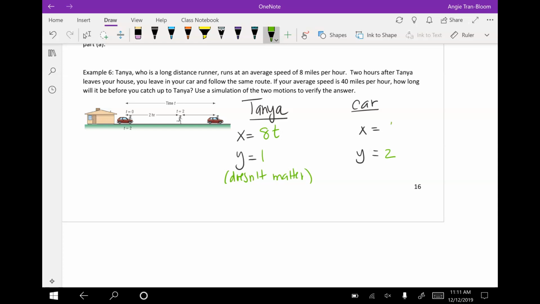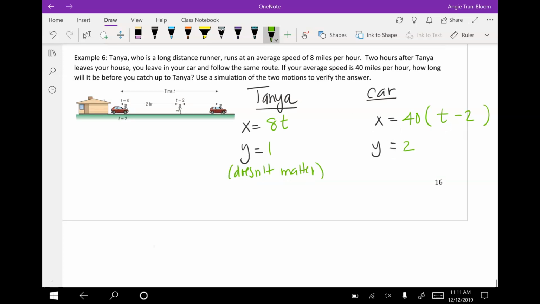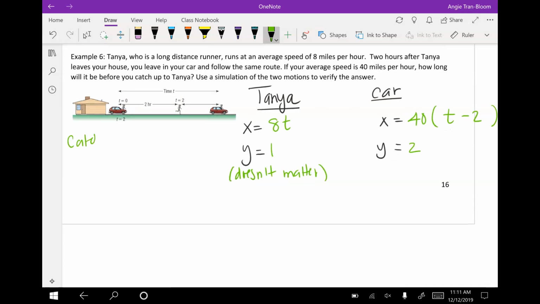Okay. What's the speed of the car? 40. Of course, much quicker. But what's happening to the car? Did it leave the same time? No. 2 hours later. So Tanya leaves, and the car leaves 2 hours later. So t minus 2. It's asking us when they're going to catch up. So catching up means same distance or not? Yeah, so can I set the two x's equal to each other? That's all we're doing.